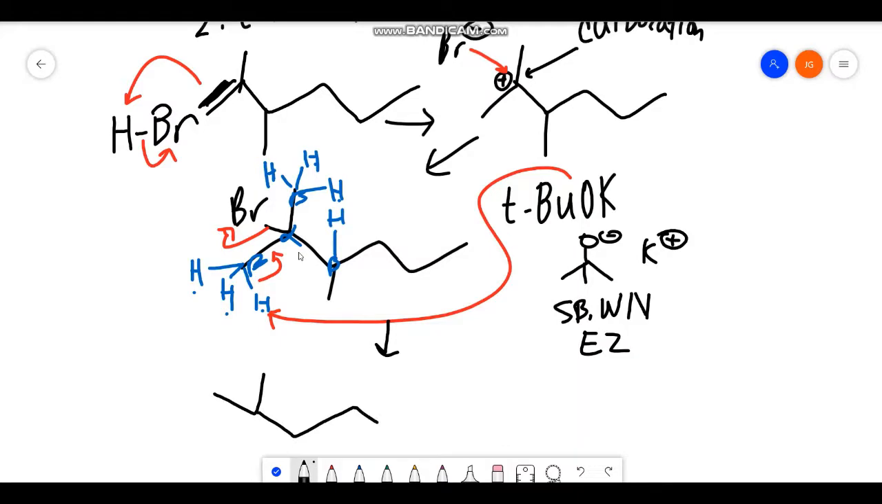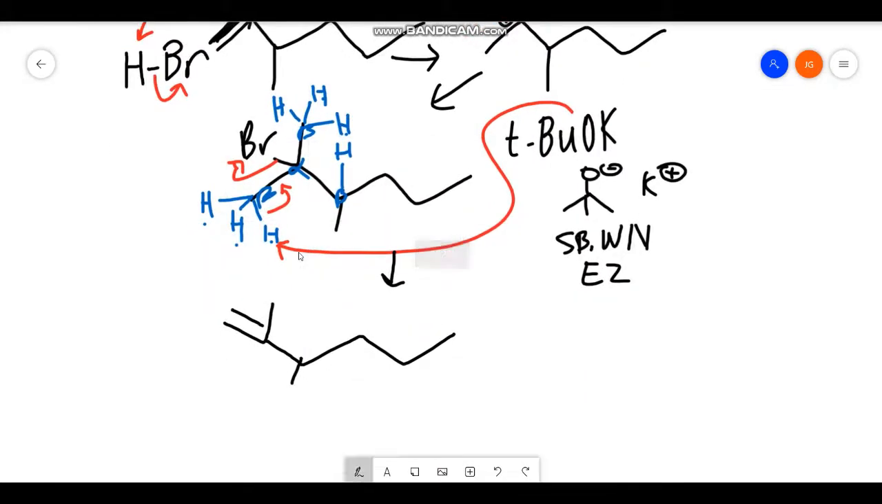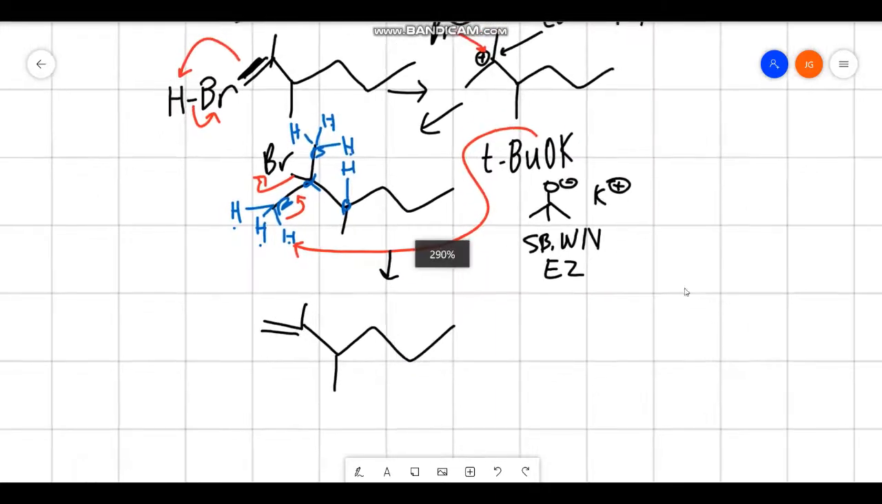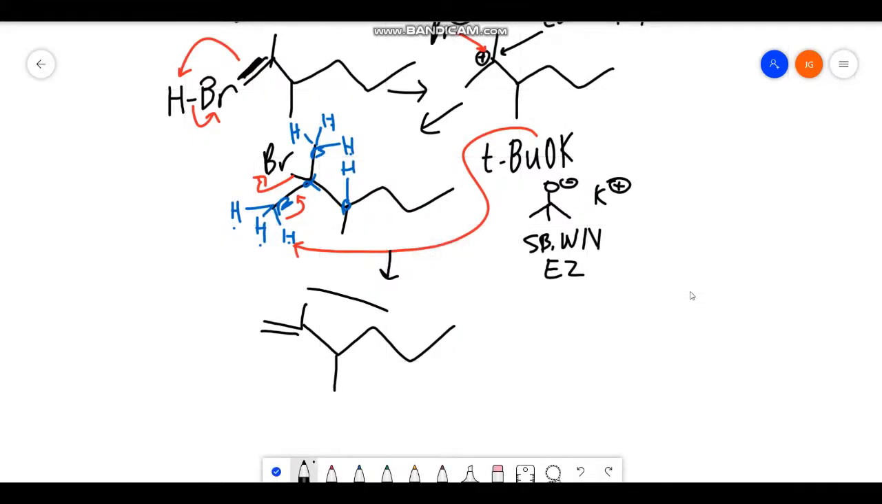And so what we're going to end up with as our product is something that looks like this. Okay, that is horribly drawn. Let me draw that out better. We're going to end up with a product that looks like this. Okay, because this carbon-carbon bond got a new pi bond there. So this is the result of our E2 reaction.